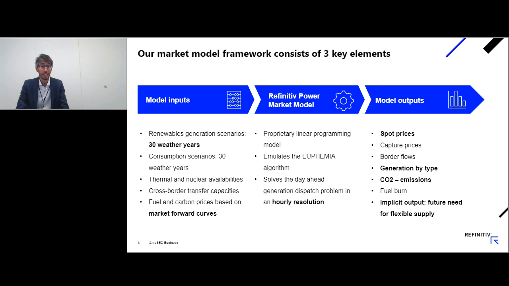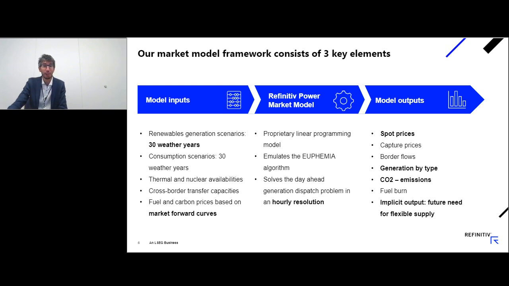And actually it runs in blocks of weeks, because we take into account startup costs for thermal plants. So that's why it takes a bit longer than a normal dispatch model to run, and we run it in hourly resolution for all these weather scenarios once a month. So you find a new result every month, first Saturday of the month. The outputs are spot prices, capture prices, flows, generation by type, emissions, fuel burns.